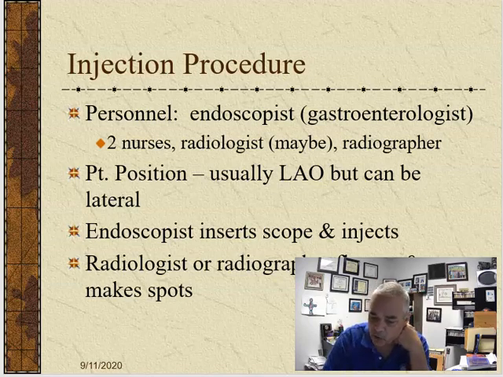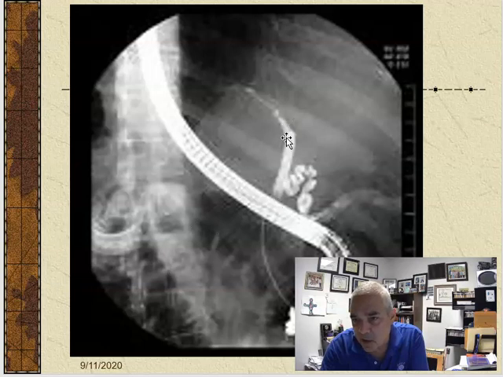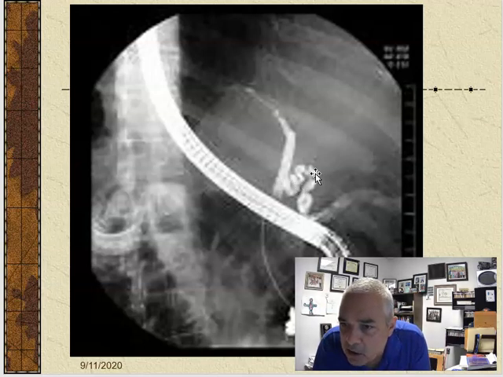They're going to be prone and then rolled up into an obliquity with their left anterior side against the table. The endoscopist will put the scope down and he'll inject the contrast. It's just our job to drive the fluoro. And some of these images, they look really pretty. Like you can see here, the common bile duct, and then here's that little, I think this is the spiral. It's hard to see because the endoscope is in the way.